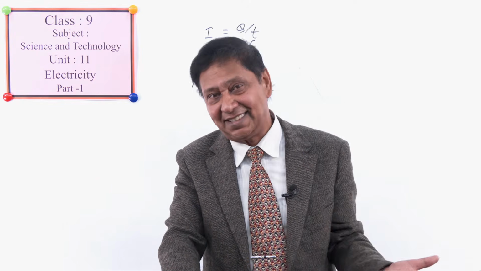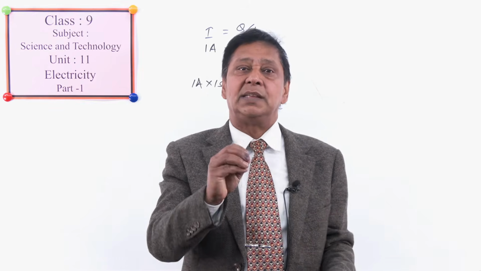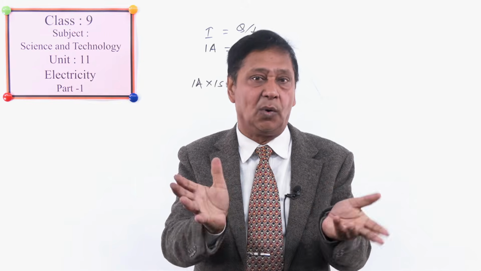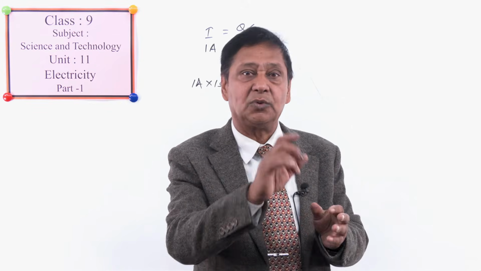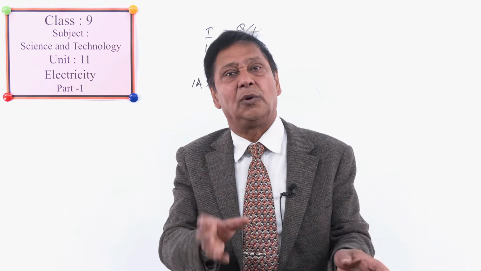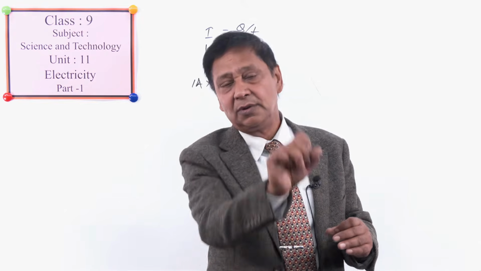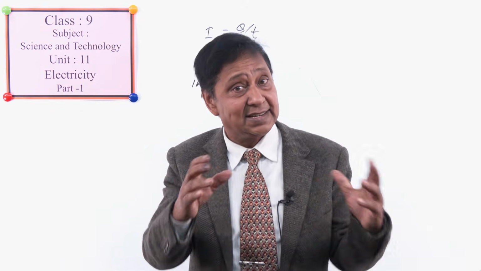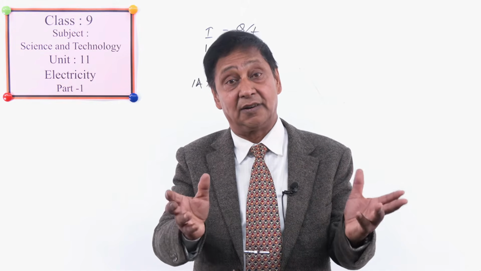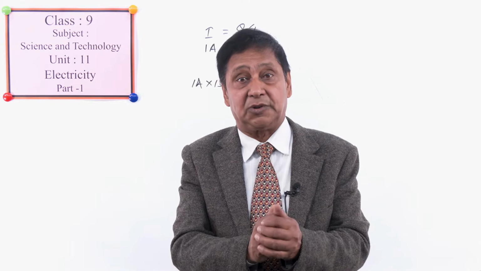What is this? Actually, at the time of the invention of these cells and batteries, scientists had no idea whether electrons flow in the circuit or protons flow in the circuit. Unknowingly, the direction of flow of current was given from the positive terminal to the negative terminal. Later, they came to know that this is completely different. It's wrong, just opposite. Electrons flow from the negative terminal to the positive terminal.